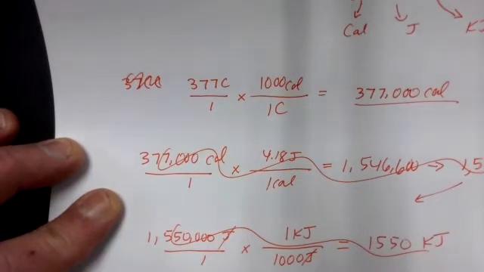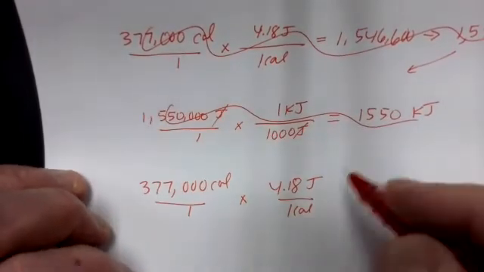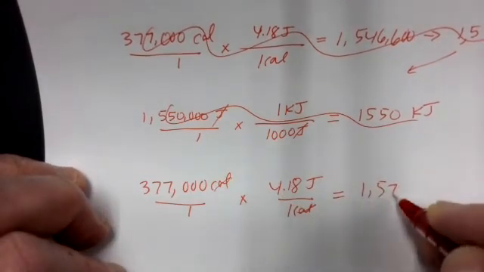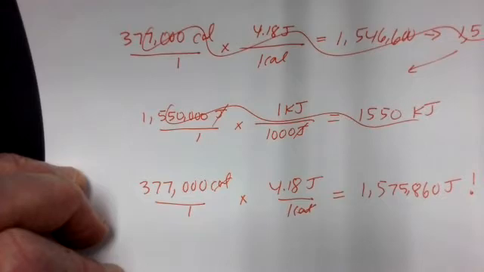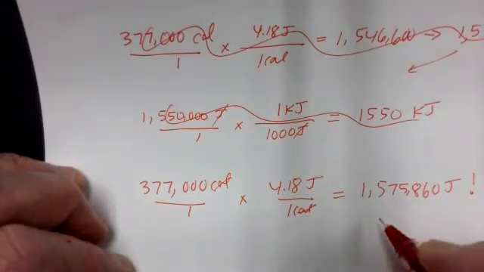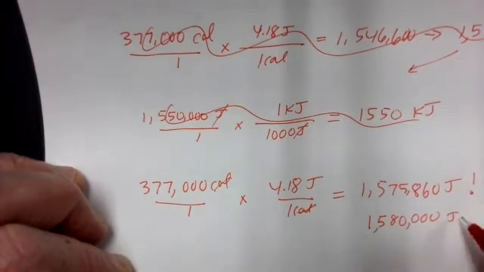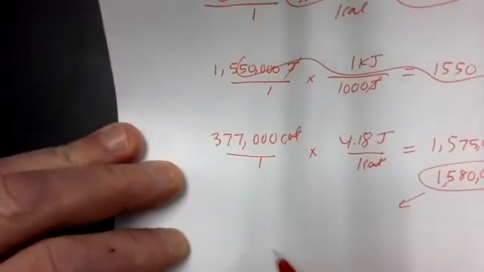377,000 cal over 1 times 4.18 joules over 1 cal. Let's show you what I'm doing. I actually made a little math boo-boo, and this is equal to 1,575,860 joules. Oops! And with 3 significant figures, it's going to be 1,580,000 joules.